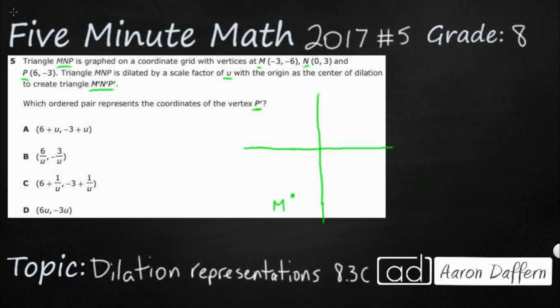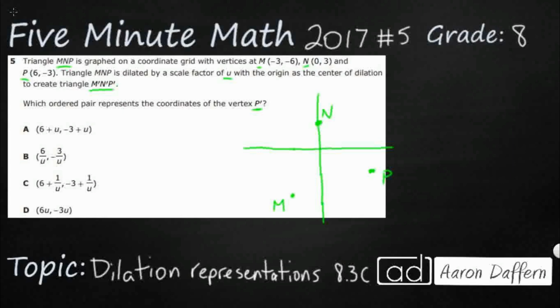And then N, that's pretty easy. That's 0 and then 3. So it's going to be like right around here. So I'll call this as my N. And then my P is going to be 6, -3. So over here and then maybe over here. So something along these lines right here. All right, so now we at least have a visual to look at.